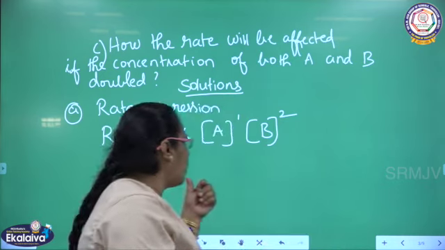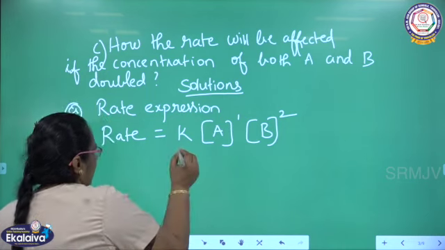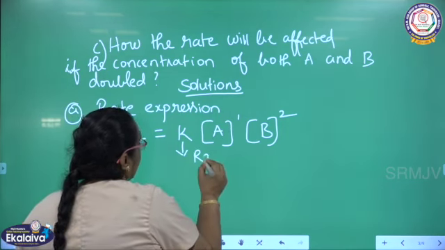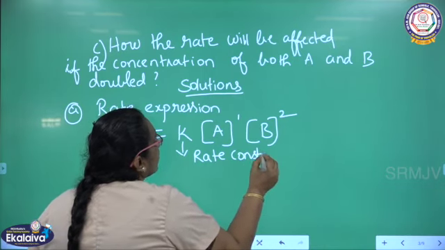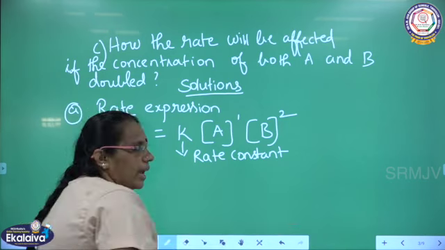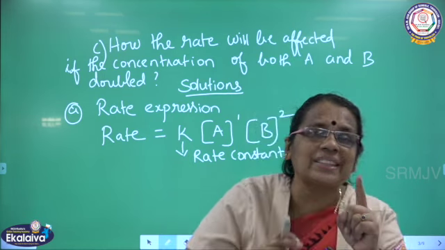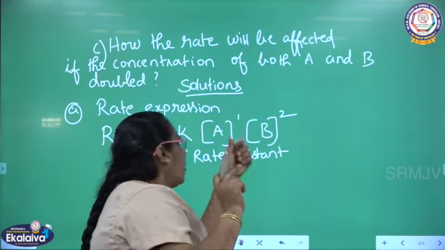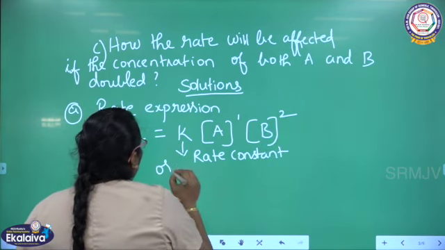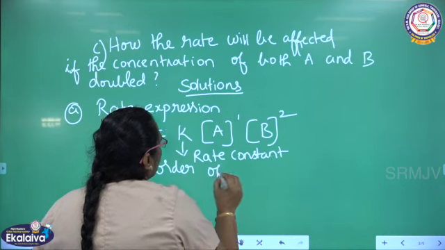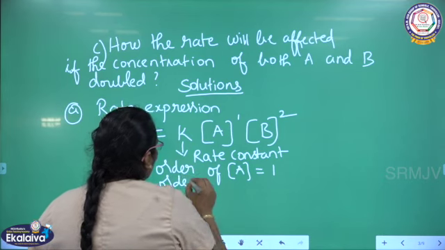Rate expression is equal to rate constant into, what is K here? K is nothing but rate constant. And what are the two reactants here? One is A, another one is B. So K is a rate constant here. Already in the question I told you, the reaction is first order with respect to A. So what is the order of A? 1. What is the order of B? 2. So order of A is 1 and order of B is 2.